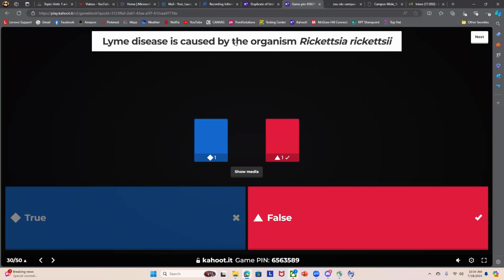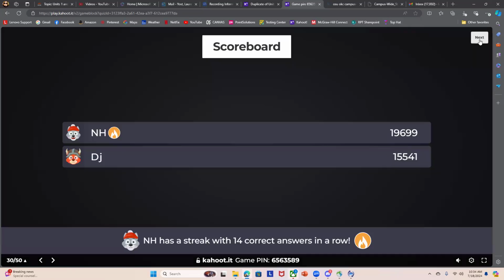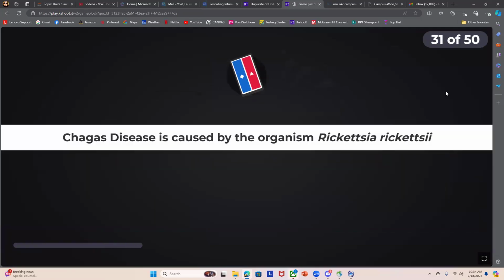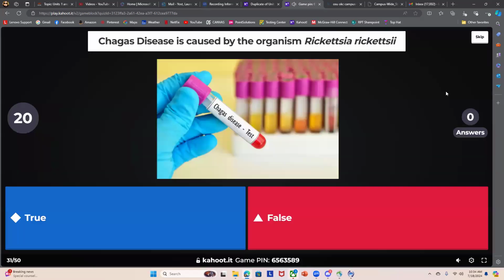Lyme disease is caused by Borrelia burgdorferi. And Rickettsia rickettsii does cause a tick-borne disease. That's going to be Rocky Mountain spotted fever. Right, Chagas disease is caused by the organism Rickettsia rickettsii. Guess I brought a lot of those questions over here.